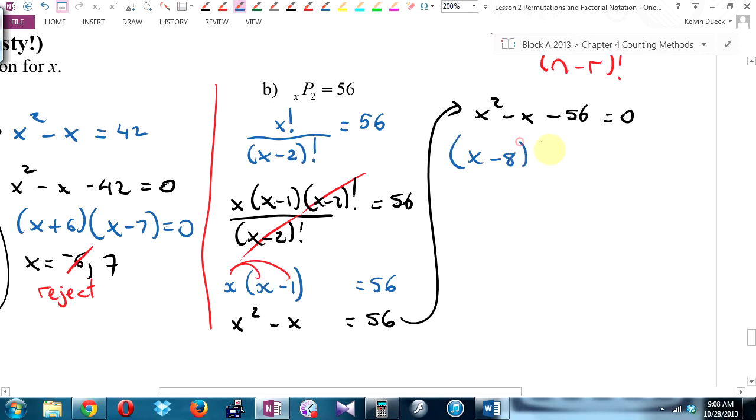Negative 8, positive 7. We're not done. We factored, but we haven't solved. What were the roots? What would make this first bracket work out to 0? What x value could you put in there? 8. What would make this second bracket work out to 0? Negative 7. Sadly, Roy, once again, reject. Keep trying.